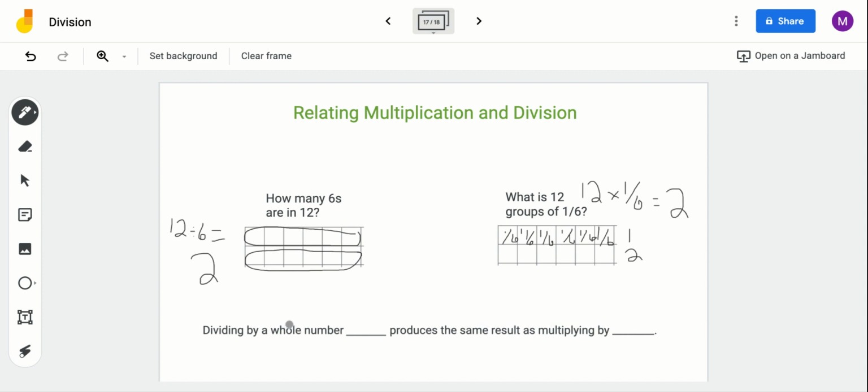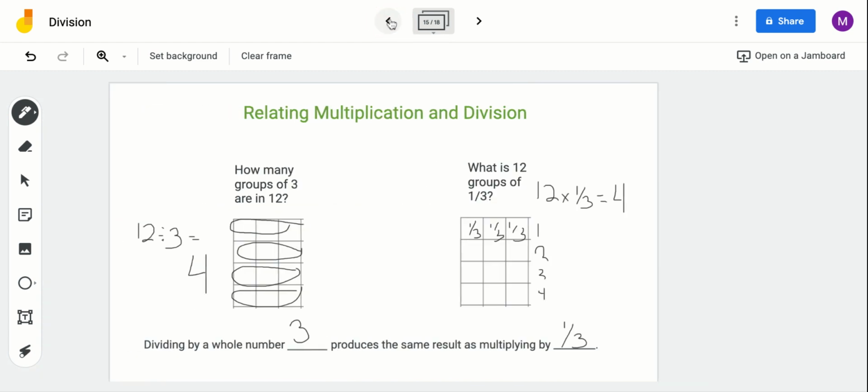So dividing by the whole number 6 produces the same result as multiplying by 1/6. Divide by 6 here, I get 2. Multiply the same number times 1/6, and it also equals 2. Dividing a whole number by 6 produces the same result as multiplying by 1/6.